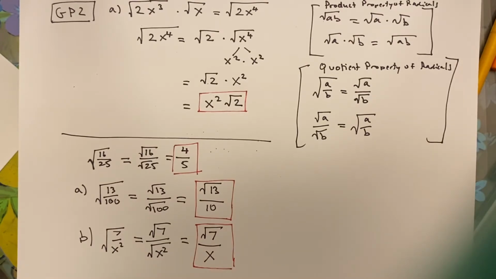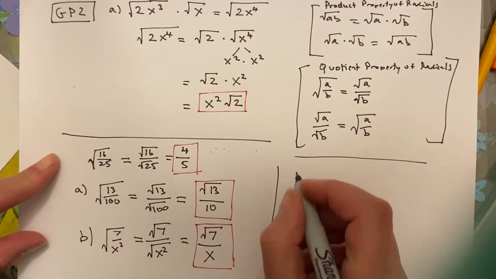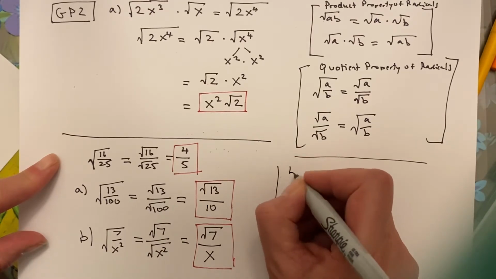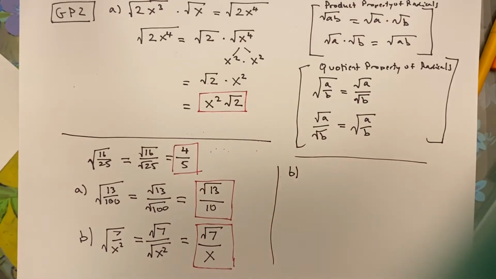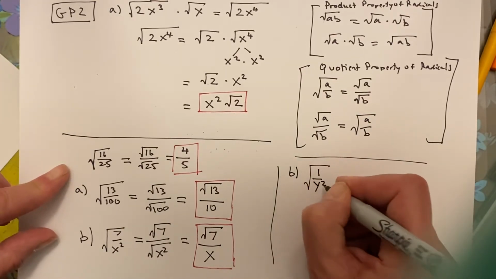So now that I've done that, we can do guided practice 2, part B. Take a second and do that. I want you to simplify the square root of 1 over y squared.